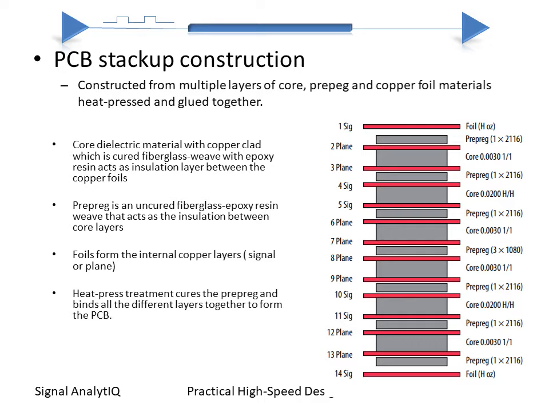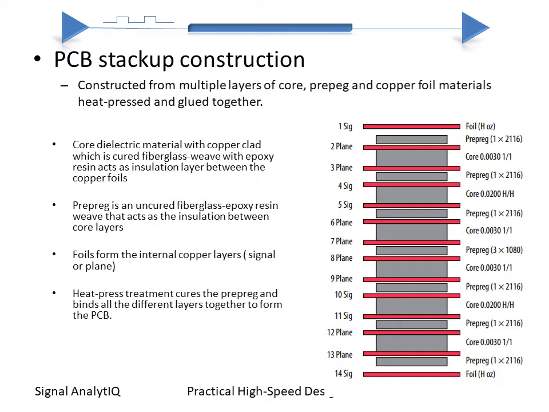In a PCB stack-up construction, the PCB is constructed from multiple layers of cores, which consist of prepreg and copper foil materials, and it is heat pressed and glued together in order to make a multi-layer board. The layer counts start from 4 layers to 12 layers, 14, 16. So you have different kinds of PCB boards, and all are constructed through this process.